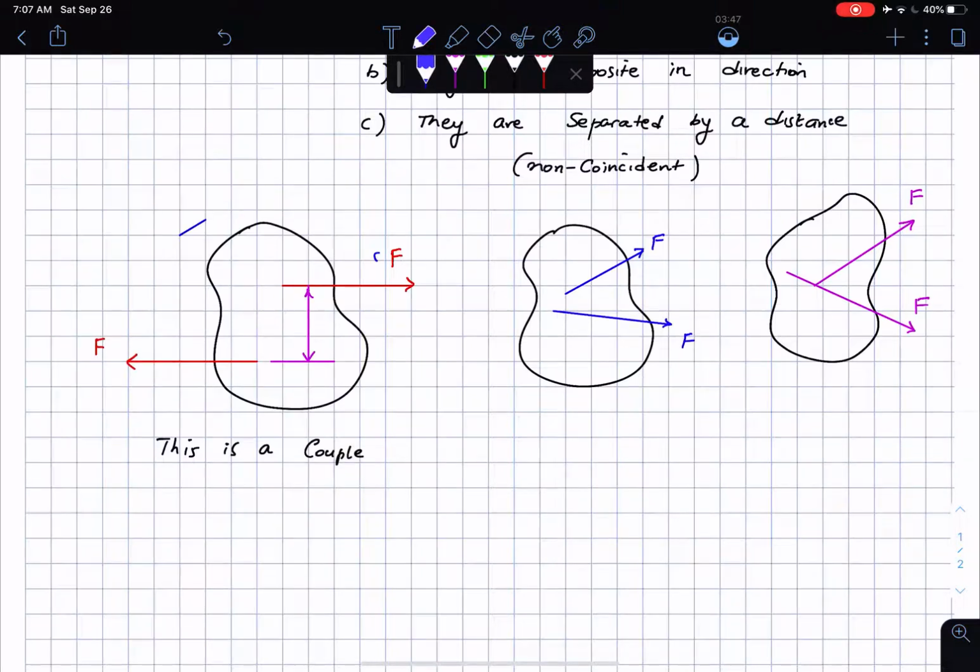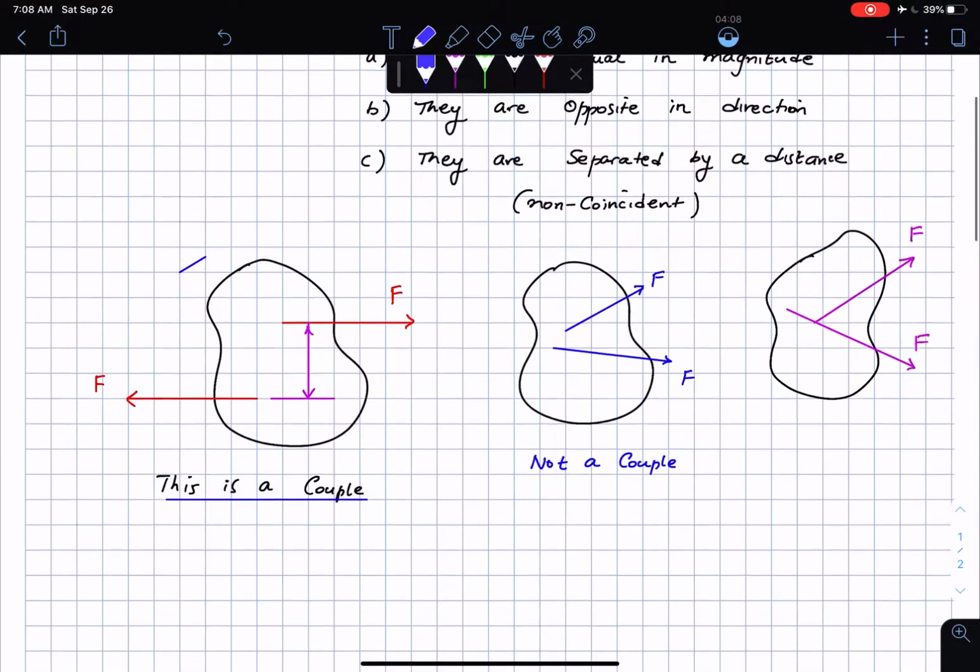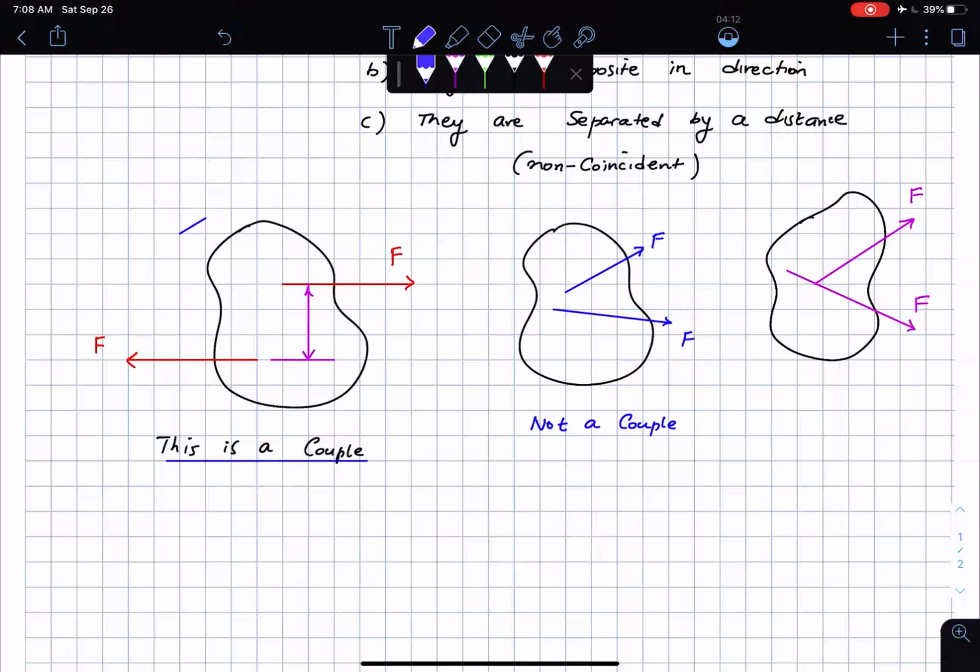In the next figure, that doesn't look like a couple to me, because even though the forces are equal in magnitude, they are not opposite in direction. And so this is not an example of a couple. Then the third case obviously is also not a couple, because you see that these two forces are not separated by any distance, they are not opposite in direction, and so on. So this is also not a couple. Once again, when you look at the definition of a couple, there are two forces that are equal in magnitude, opposite in direction, and separated by a certain distance. Let me just make a tick mark and say, this is a couple, this is not a couple, and this is not a couple either.